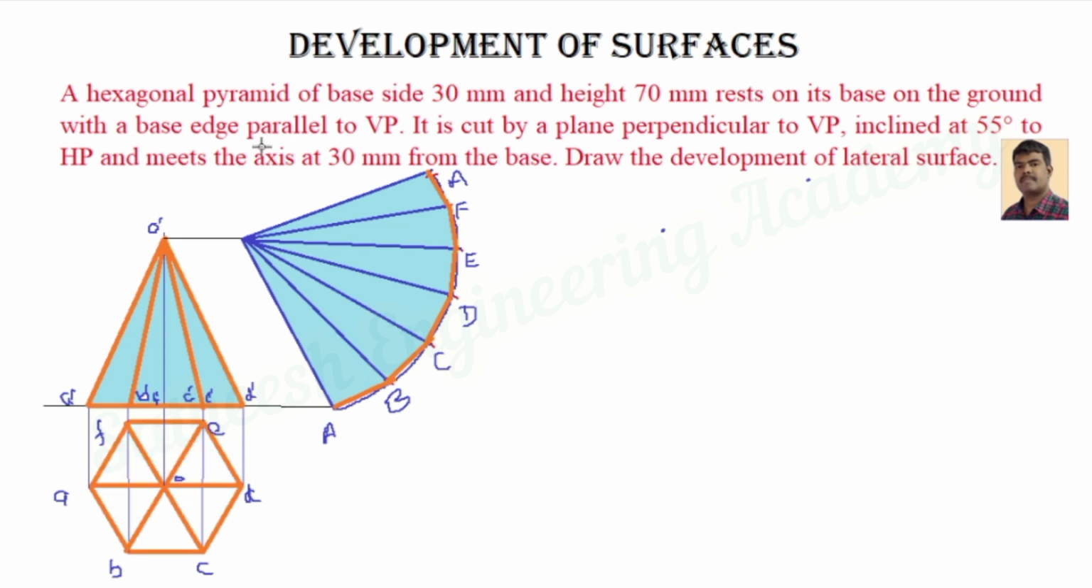Now let's go for the sectional. The solid is cut by a sectional plane perpendicular to VP and inclined 55 degrees to HP, and it meets the axis 30 mm from the base. So therefore we know the total height of the pyramid is 70. So you consider 30 mm from the base and select one point on the axis. Through that point you draw the cutting line inclined 55 degrees to HP and perpendicular to VP. In the problem they clearly mention it. So consider that dimension line.